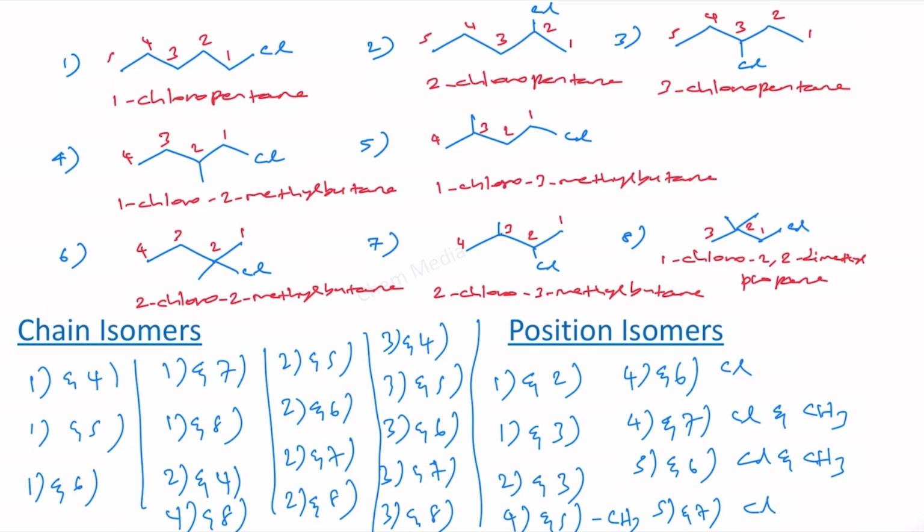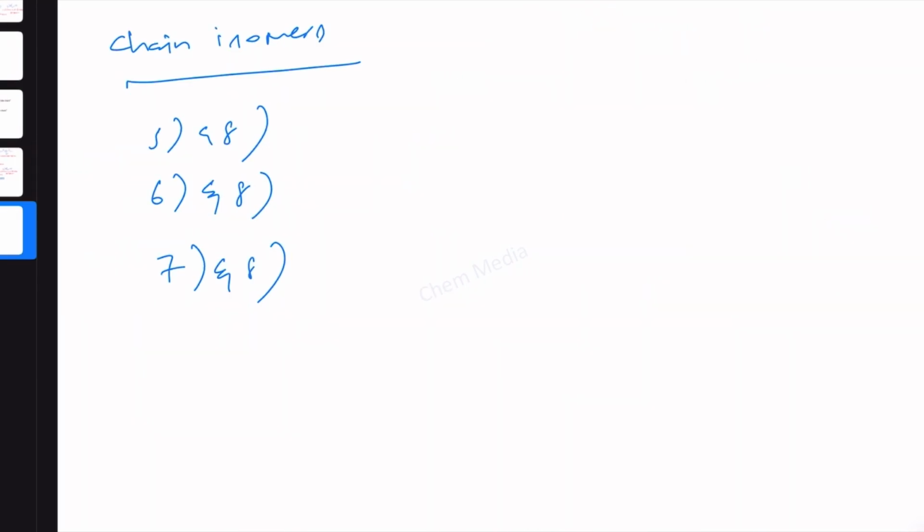How about position isomers? Did we miss anything? How about 6 and 7? 6 and 7 are position isomers due to methyl group, because the methyl group positions are different. In 6 it is at 2 position, in 7 it is at 3 position. Therefore, we got all possible combinations here. Total 28 different combinations we should have for chain as well as position. We got all of those here.